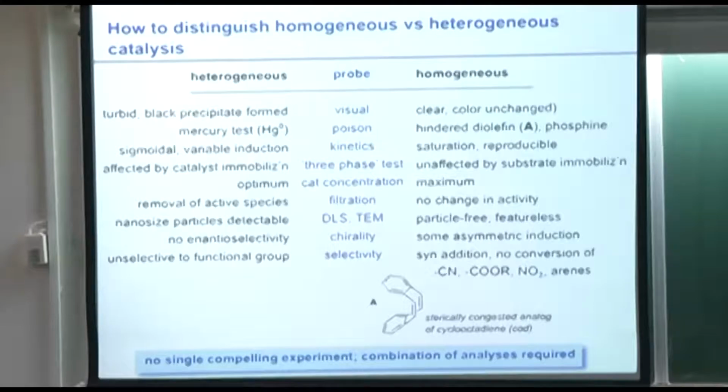How do we know whether we have a heterogeneous or a homogeneous reaction? Well, the easiest way is that we know what we add into our flask.